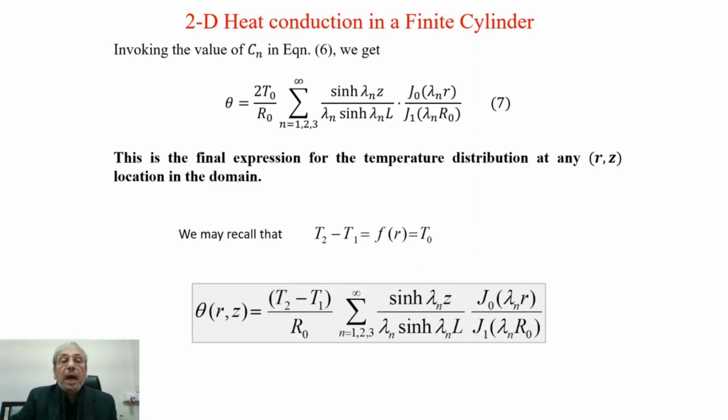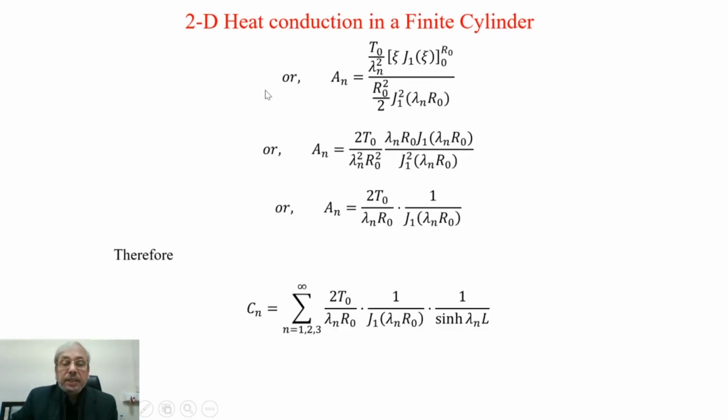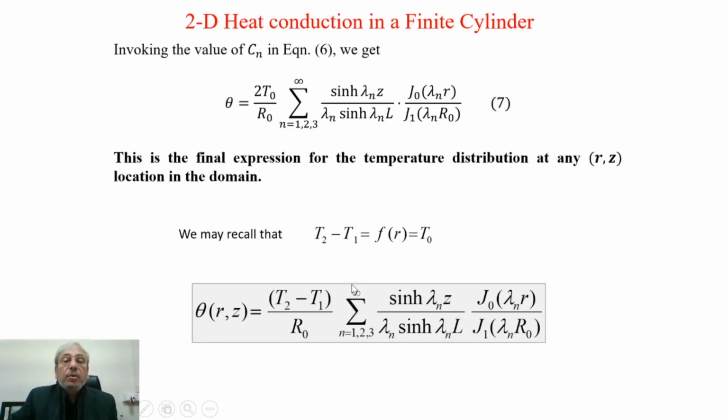So now we can write theta equal to twice T naught by R naught, summation of sine hyperbolic lambda n z divided by lambda n sine hyperbolic lambda n L into J naught lambda n r divided by J1 lambda n R naught. This is the complete solution. So this is the final expression for the temperature distribution at any r, z location within the domain.